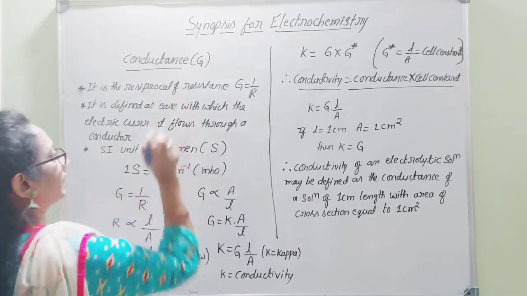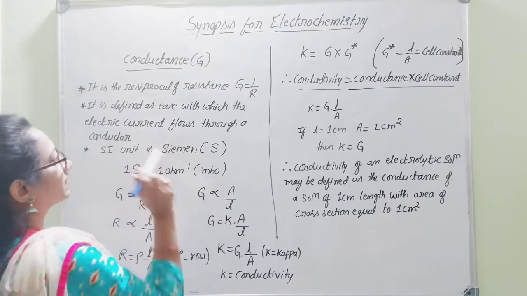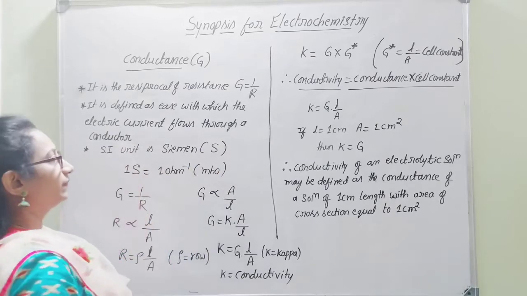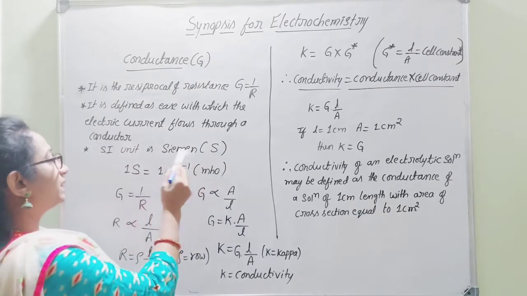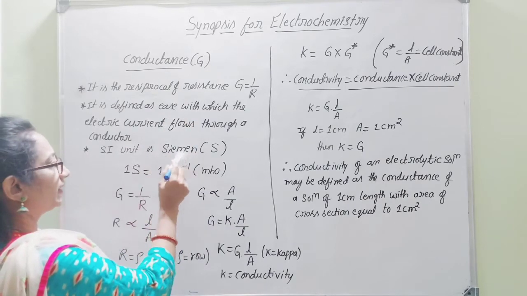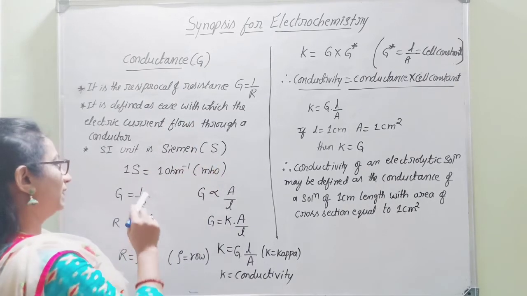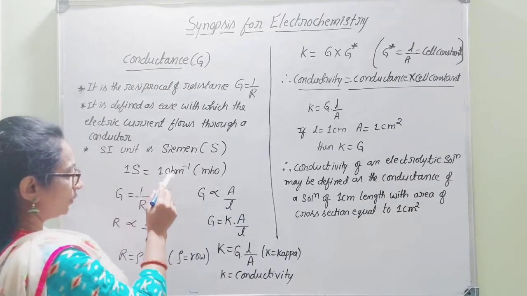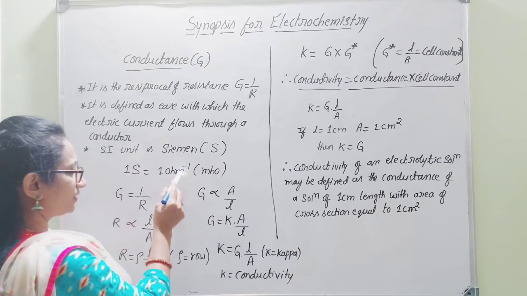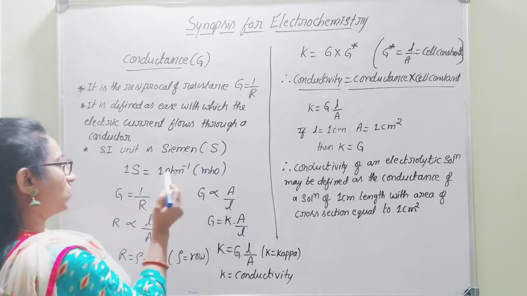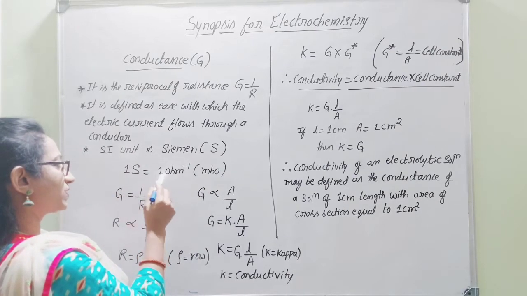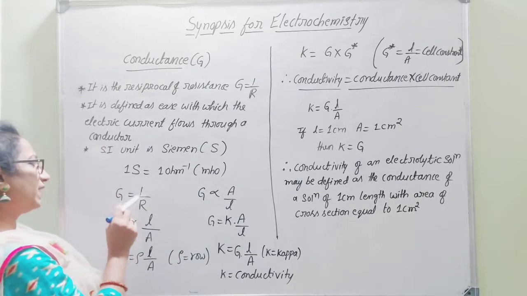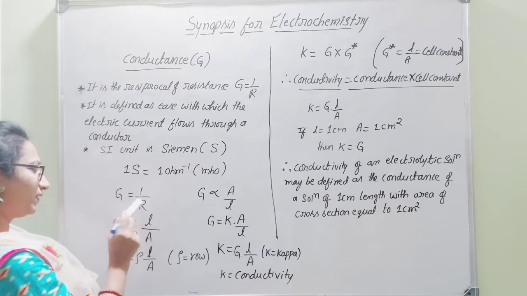How can we define this conductance? Conductance can be defined as the ease with which the electric current flows through a conductor. The SI unit of conductance is Siemens, and the symbol is S. So 1 Siemens is equal to ohm inverse. Reverse of ohm, O-H-M, is M-H-O. It is called mho. So 1 Siemens can also be considered as mho, that is ohm inverse or mho. And G is given as 1 by R, the reciprocal of the resistance.